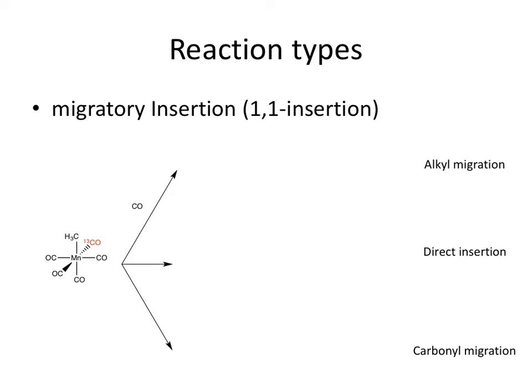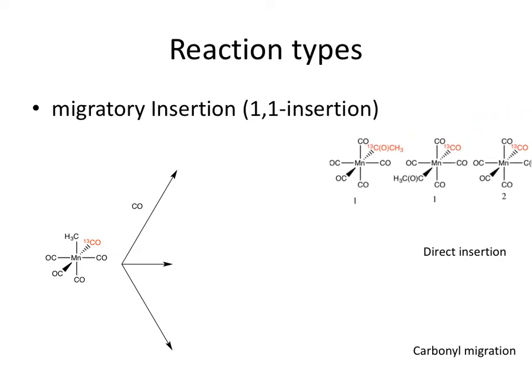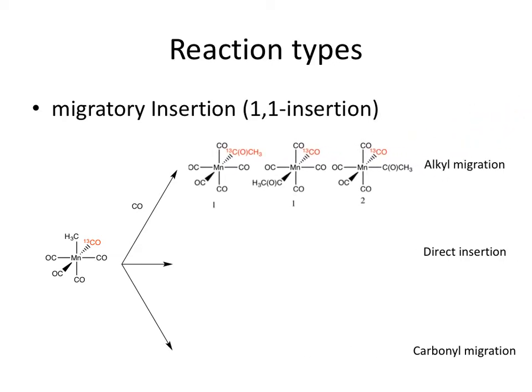So this time they started with the C13 labeled pentacarbonyl manganese methyl complex with the C13 label cis to the methyl, and they treated that under an atmosphere of regular C12 carbon monoxide. So looking at the alkyl migration mechanism, we would expect a product distribution that looks like this, where we see a 1 to 2 ratio of products.